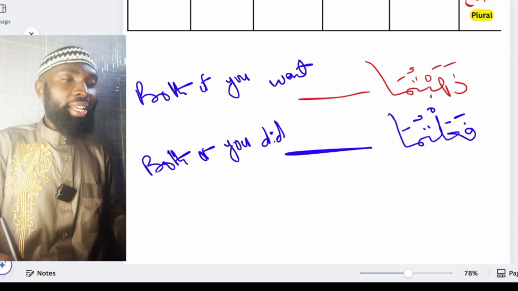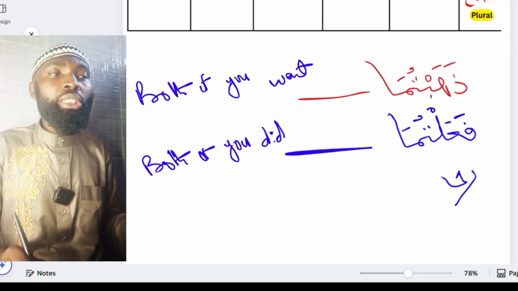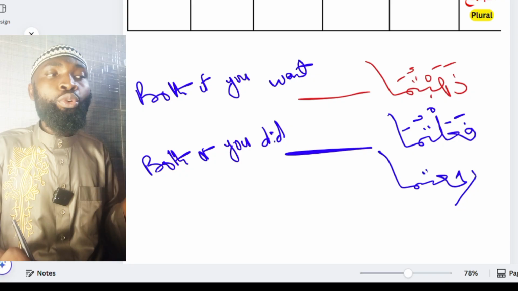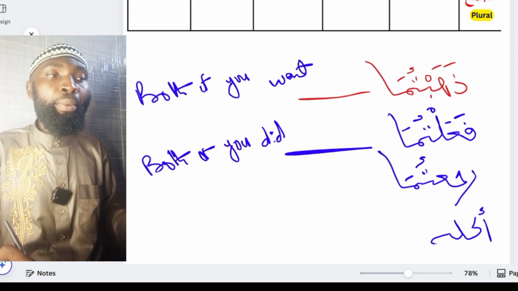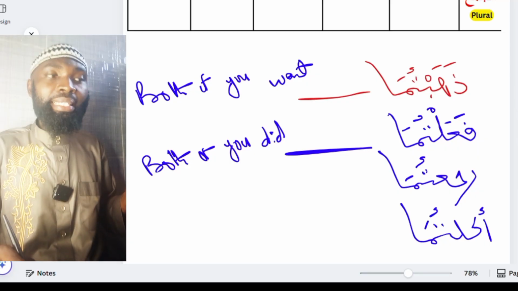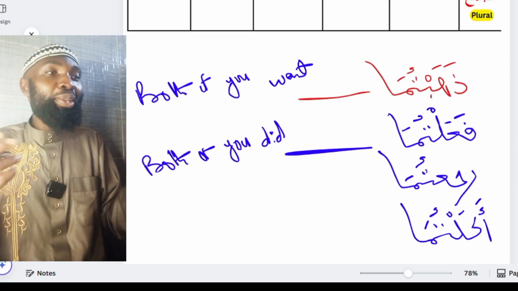If this is clear, even if it is the word raja'a, which is to return, it will also be raja'tuma, both of you returned. If it is the word akala, it will be akaltuma, both of you ate. Both of you what? Ate. Both of you ate. Good.